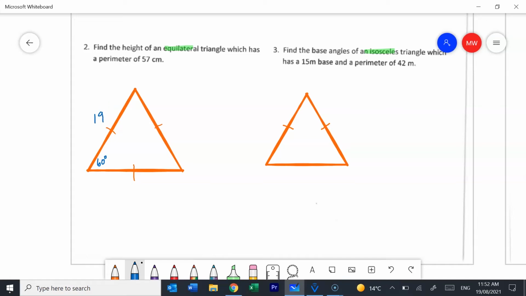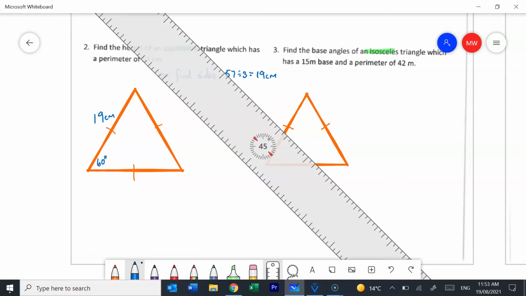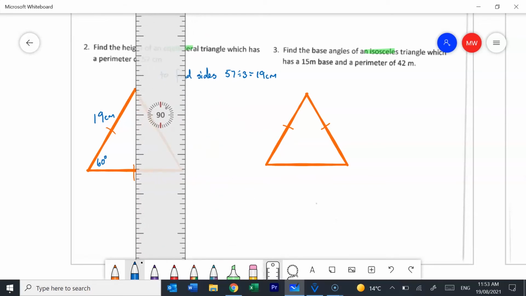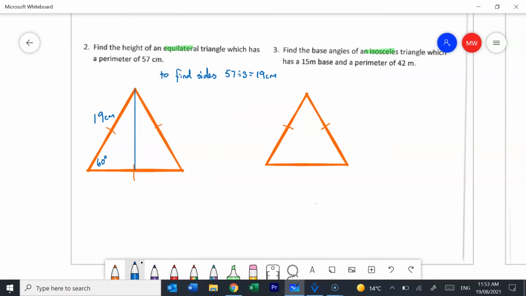So to find the sides, go 57 divided by 3, and that means that each side is now 19 centimeters, okay? We still don't have a right angle triangle to work with yet. So what we're going to do is make one. We're going to chop this triangle in half. And we'll later learn in Maths Extended, if you're in that, this is actually going to form a special triangle, which we're going to learn about. But that means in this room here, that's a right angle triangle.